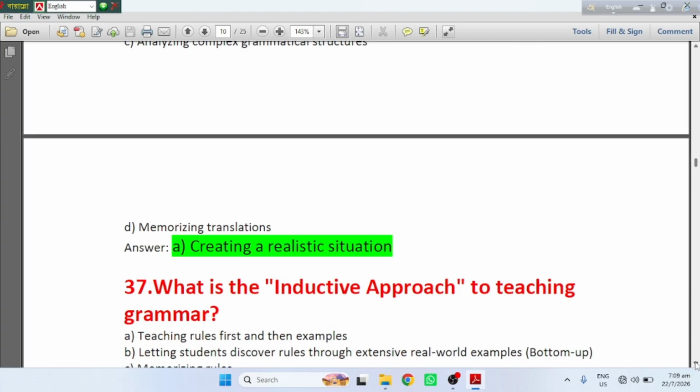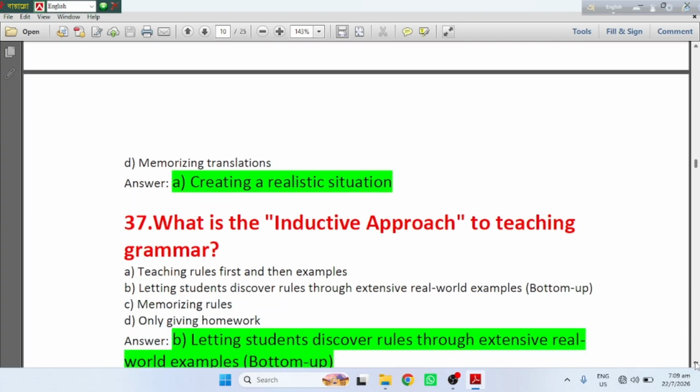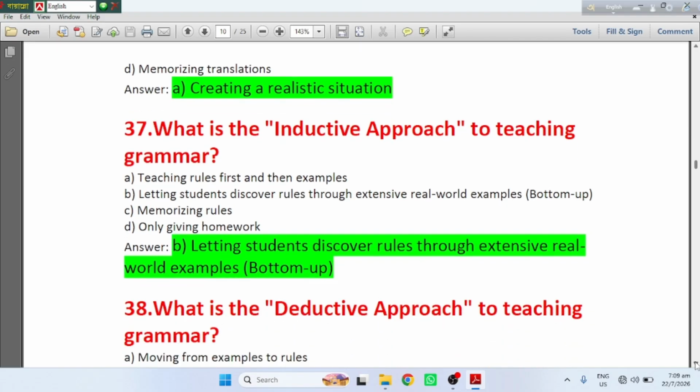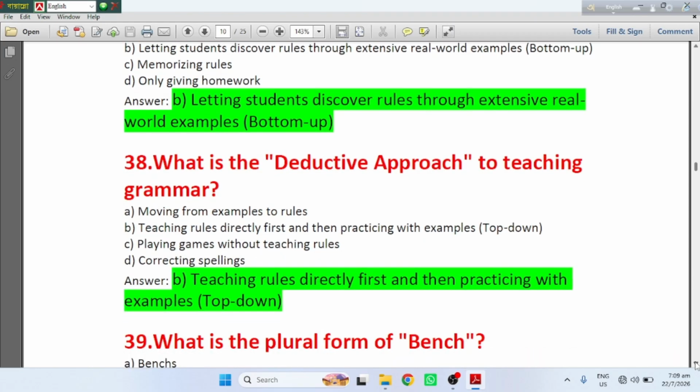Creating a realistic situation. 37. What is the inductive approach to teaching grammar? Letting students discover rules through extensive real world examples. Bottom up. What is the deductive approach to teaching grammar? Teaching rules directly first and then practicing with examples.